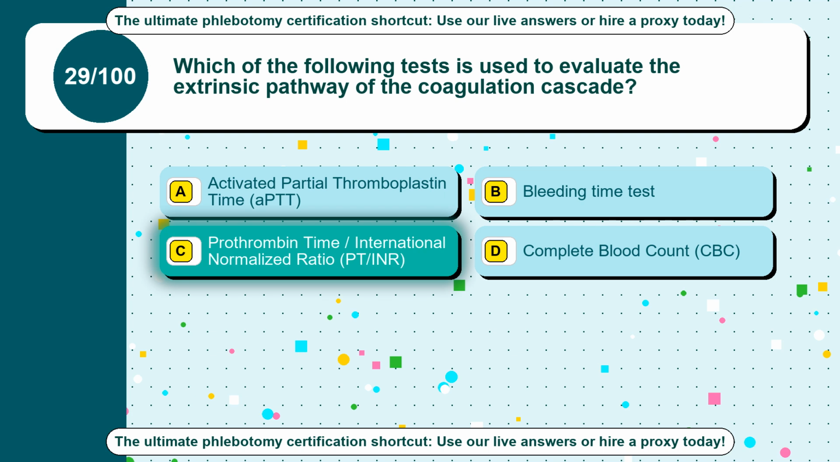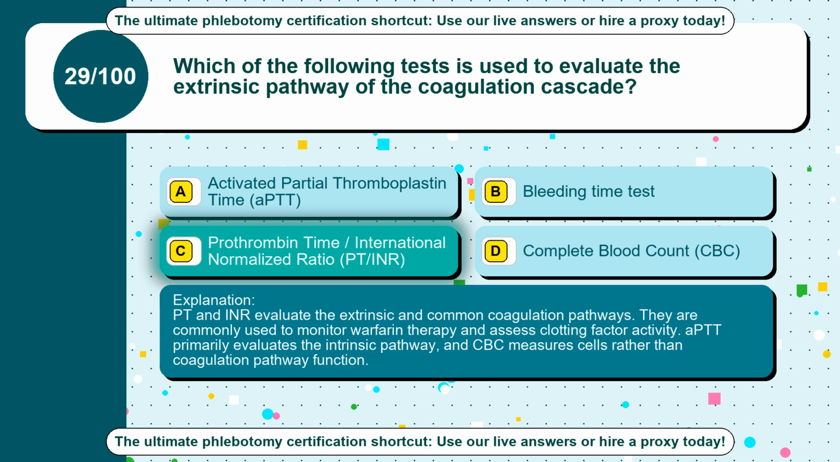Prothrombin time / international normalized ratio, PT/INR. PT and INR evaluate the extrinsic and common coagulation pathways. They are commonly used to monitor warfarin therapy and assess clotting factor activity. APTT primarily evaluates the intrinsic pathway, and CBC measures cells rather than coagulation pathway function.